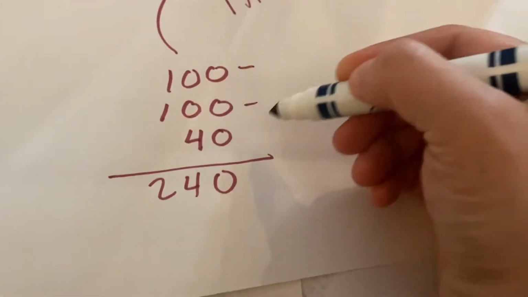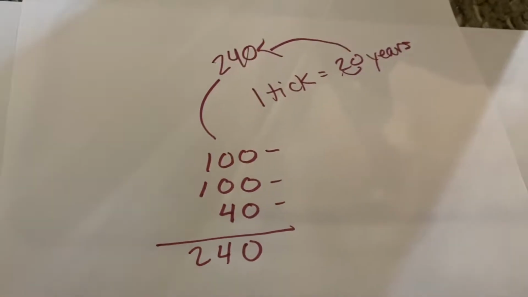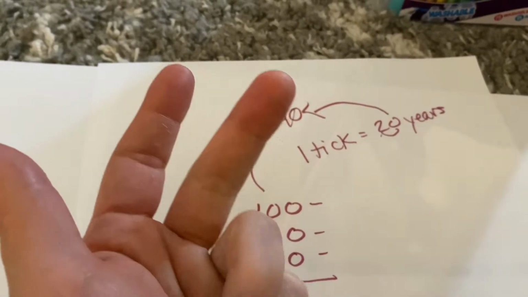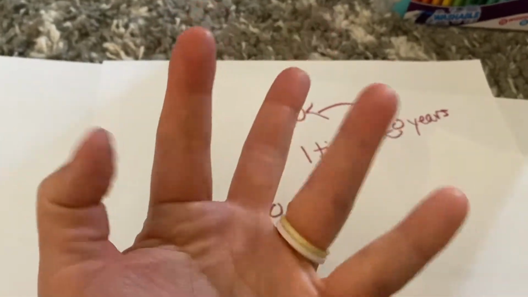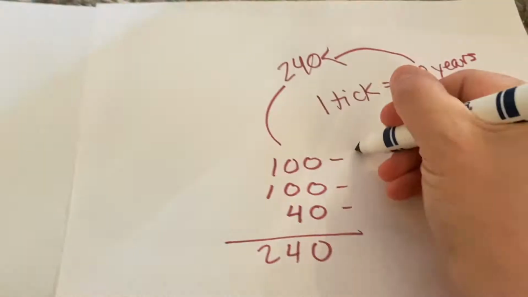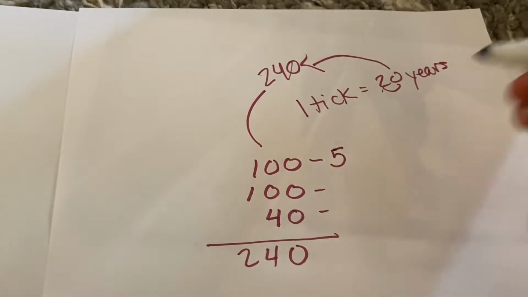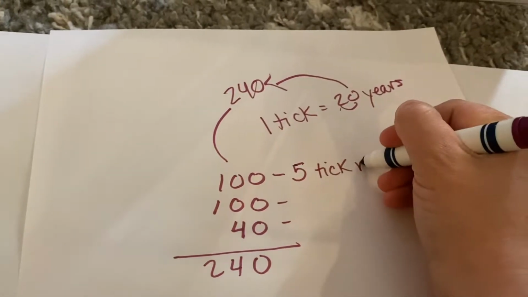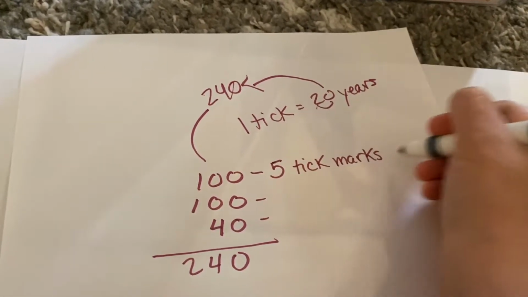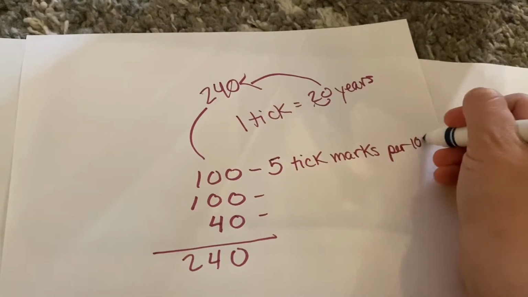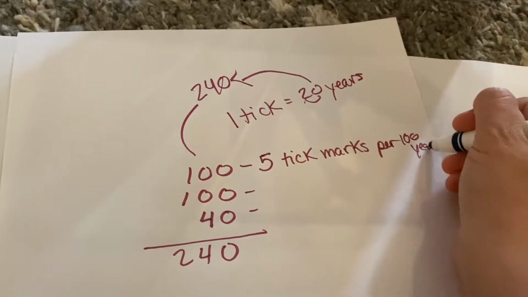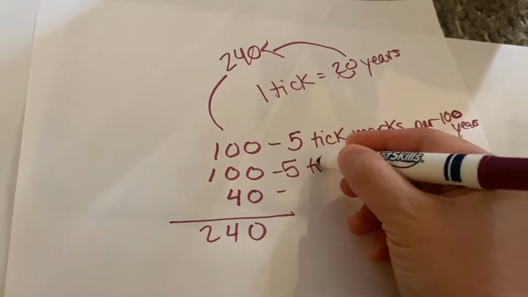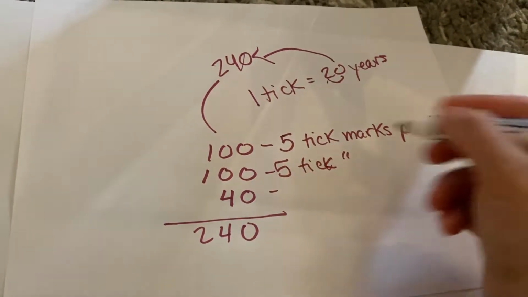How many times does 20 go into 100? Let's see. 20, 40, 60, 80, 100. It goes in 5 times. So we have 5 tick marks per 100 years. Sorry, that looks like 106. And we just did the math. We have another 5 tick marks.